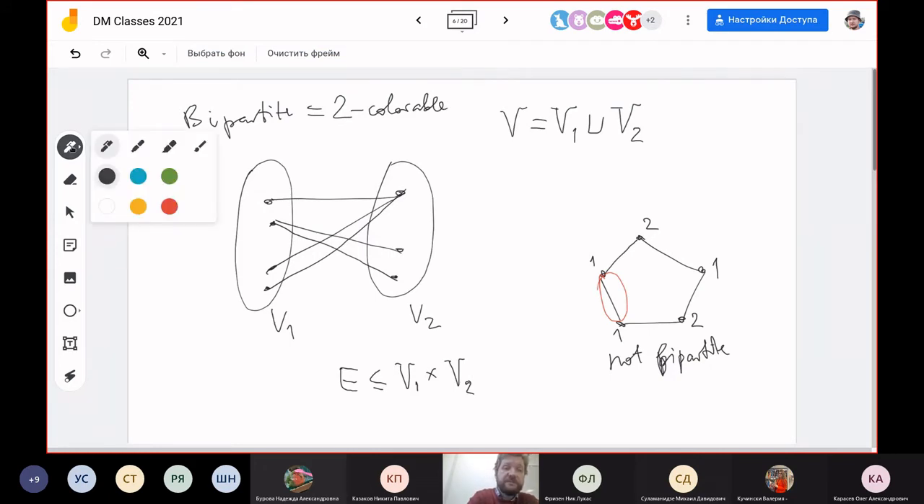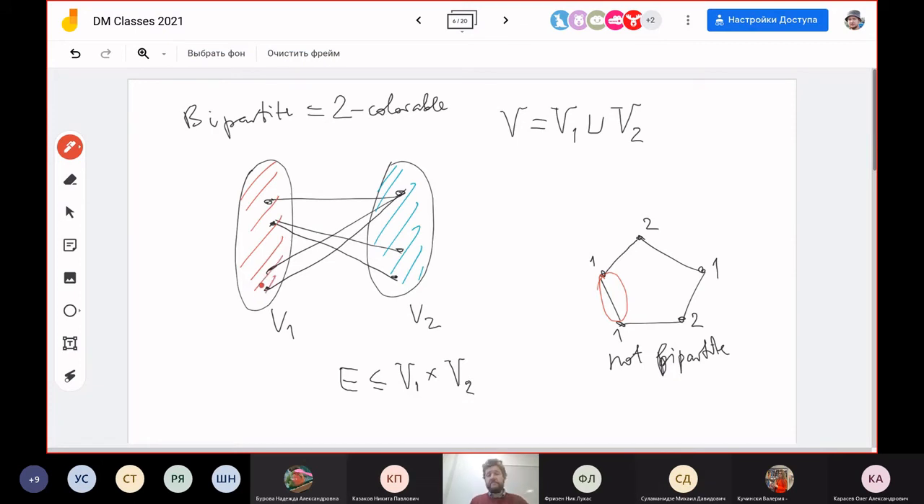And we can also, of course, see, so you can say that this is, for example, the blue part, this is the red part, and if your graph is bipartite, then all the vertices in the red part are declared to be red, all the vertices in the green part are declared to be green, and the condition of being bipartite is exactly the condition of correctness of this coloring.